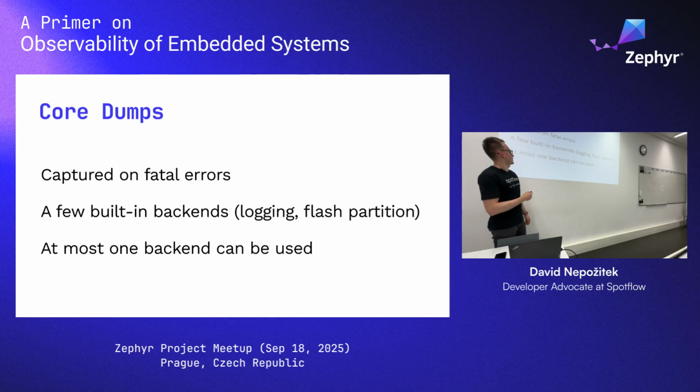Core dumps are captured on fatal errors. There are some native core dump handlers as well, the logging and a flash partition one. And unlike with logging, only one core dump backend can be used at one time.